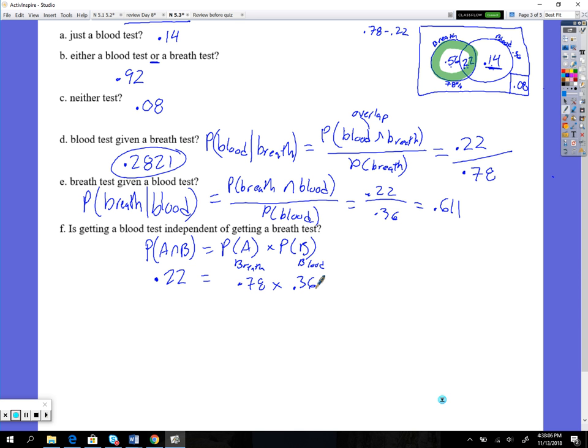So when I multiply 0.78 times 0.36, we end up getting 0.2808. So then we just compare it to this and say, well, are those equal? They are not equal. Therefore, these are not independent. So if a problem asks you, are they independent, explain, this is the work that I need to see as your explanation. So don't just say, no, they're not independent. Like, I need to see work to show that.